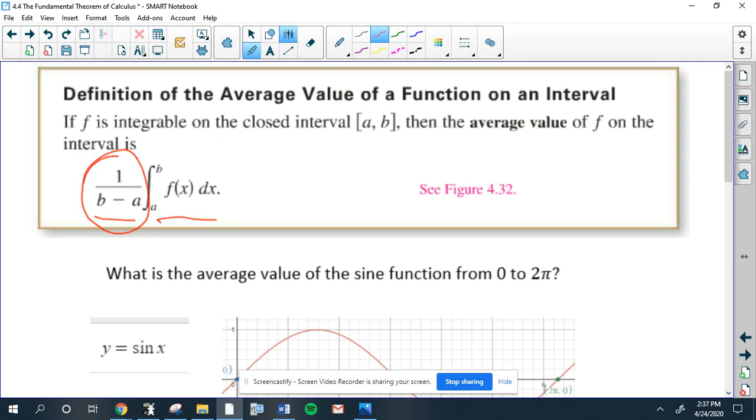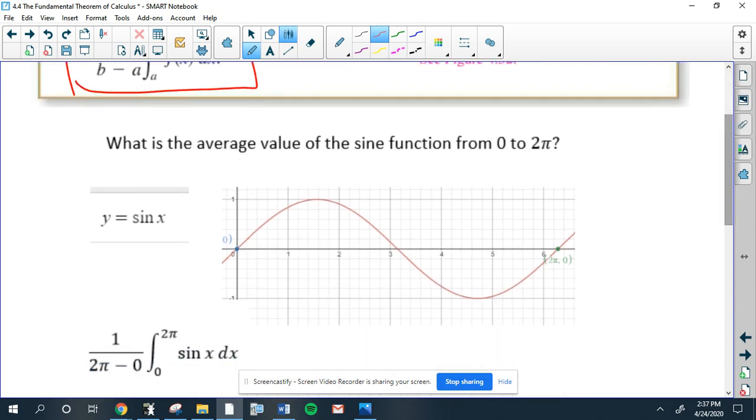I'll show you that. We're going to use the sine function because the sine function we know a bit about, and we can probably predict the average value of the sine function on certain intervals. So this first question is, what's the average value of the sine function from 0 to 2 pi? So the first thing I want you to realize is, remember average value. Value is the y value.